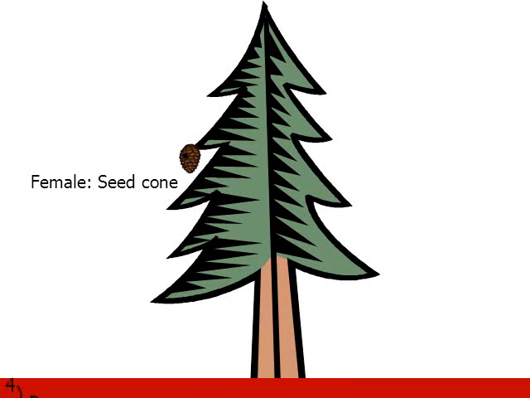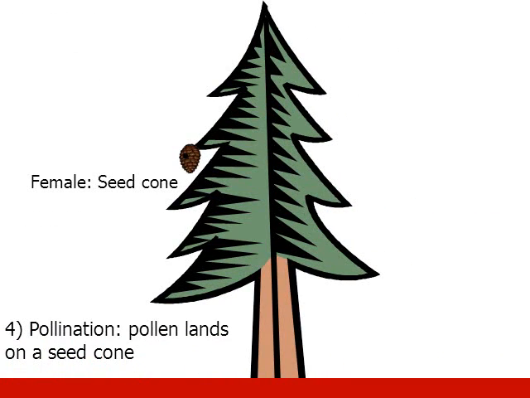Okay, here we have a neighboring tree, and the neighboring tree just received some pollen from the tree that we saw to the left. And that's what pollination is. Pollination is where pollen from one is transported to another. And so the pollen lands on a female seed cone.